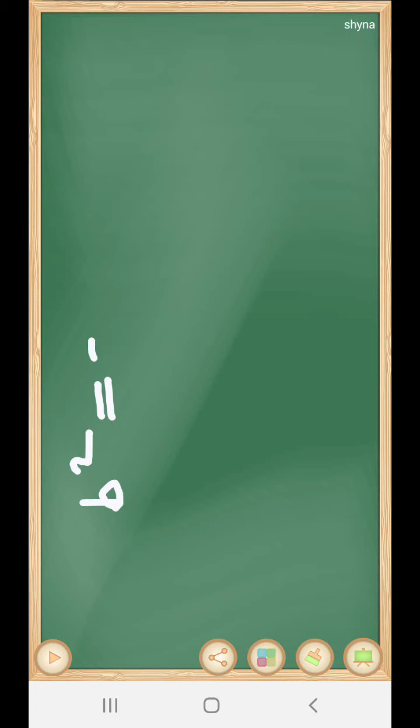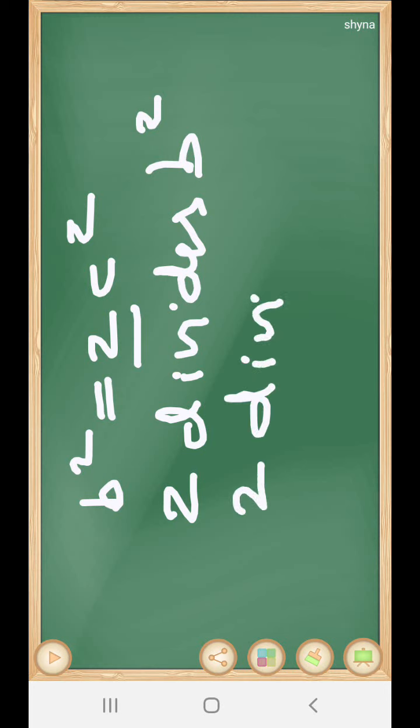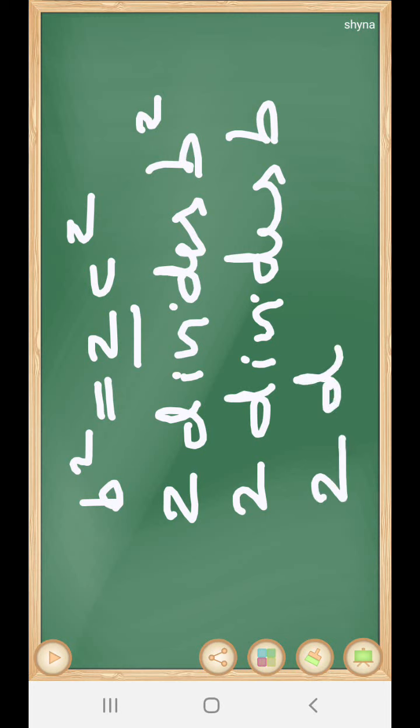b square equals 2c square. 2 is a factor of b square, or 2 divides b square. That means, by using a theorem, 2 divides b. Yes, dear children, 2 divides b, and we've already got that 2 divides a.